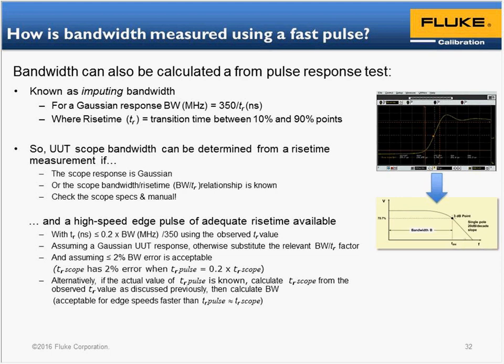Or we can say, well, if the edge is fast enough, the error that we're going to get is so small we don't care. So, in other words, do exactly the same thing. Ask ourselves, is the speed of the edge, the rise time of the edge from our edge generator, better than 5 times faster than the rise time of the scope? If the answer is yes, then we don't need to worry too much. So exactly the same thing as we did before.